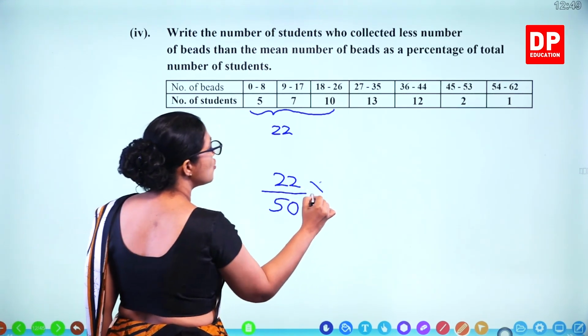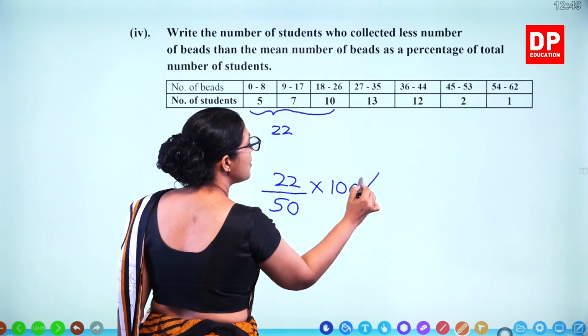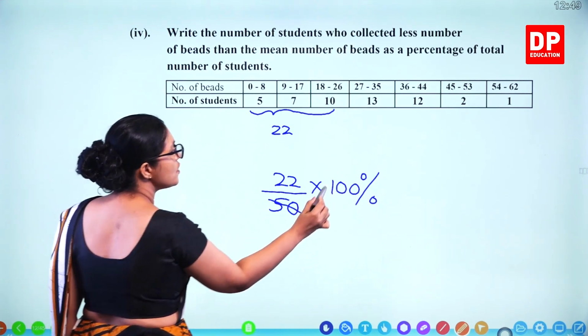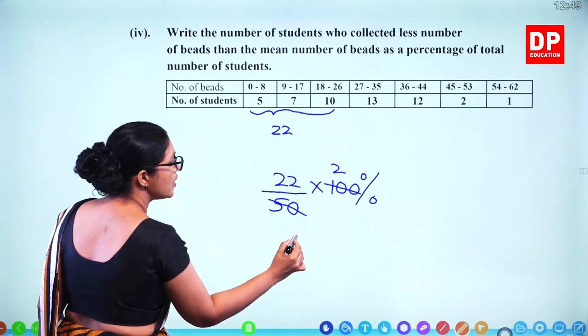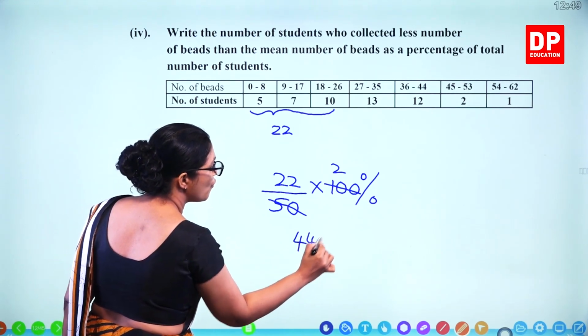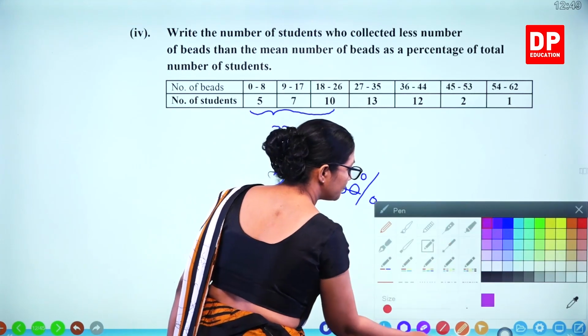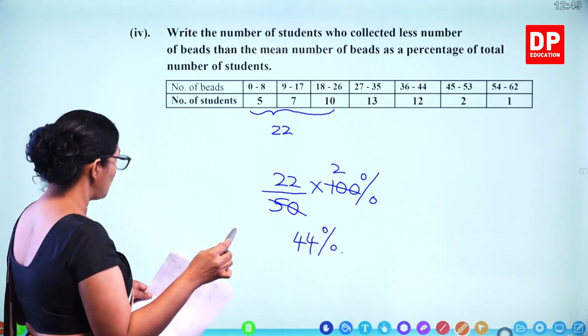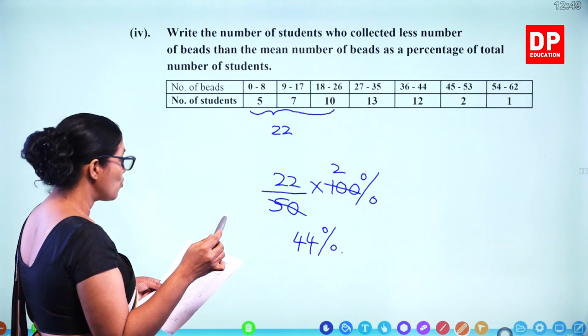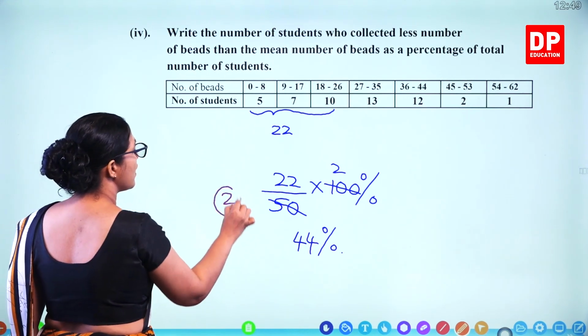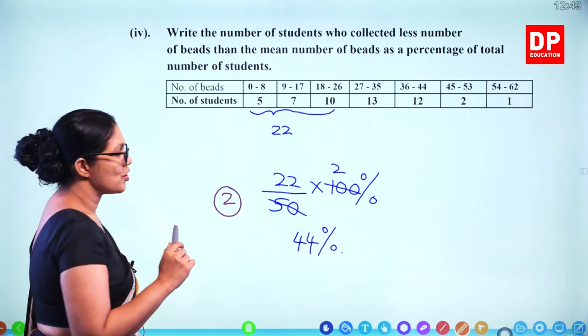As a percentage, you multiply by 100%. So 50 times 2, 2 into 22, 44%. So you get 2 marks for that. So we gave all together 10 marks for that question.